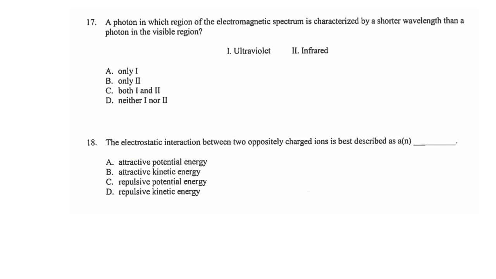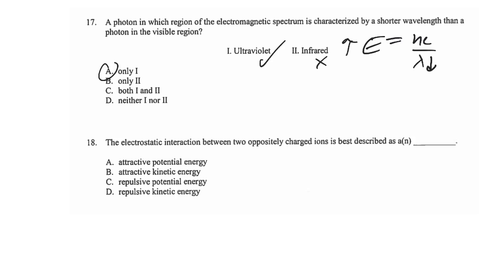A photon in which region of the electromagnetic spectrum is characterized by a shorter wavelength than a photon in the visible region? Okay, so we have a visible region photon. You go to a shorter wavelength, E is equal to hc over lambda. So if you go to a shorter wavelength, that's going to go to a greater energy. So infrared is the lower energy region, ultraviolet is the higher energy region. So ultraviolet would be shorter in wavelength than a photon in the visible region.